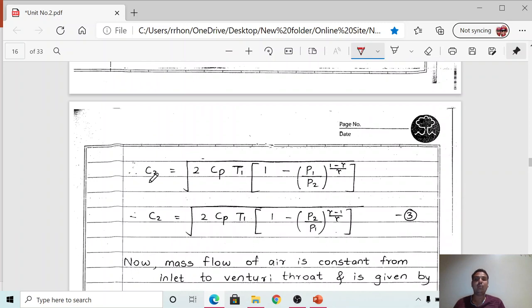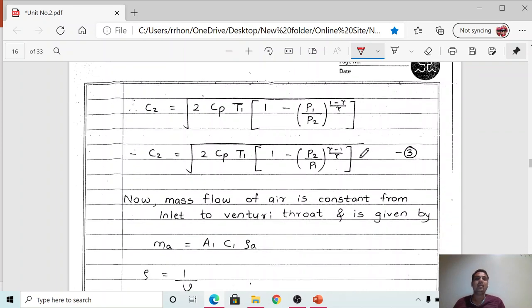And after that, we'll get the equation C2 is equal to under root of 2CpT1 in bracket 1 minus this T2 by T1, now replaced by that value P1 by P2 raised to 1 minus gamma divided by gamma, bracket close, and this whole term comes inside the under root. Okay, so further simplification is possible. C2 is equal to 2CpT1 into 1 minus P2 by P1 raised to gamma minus 1 by gamma.